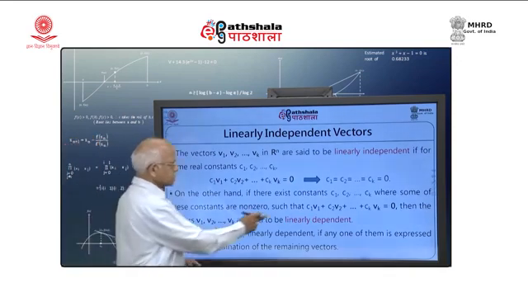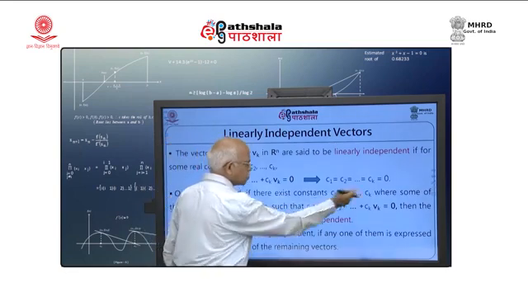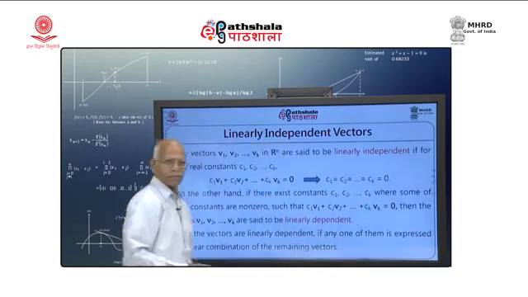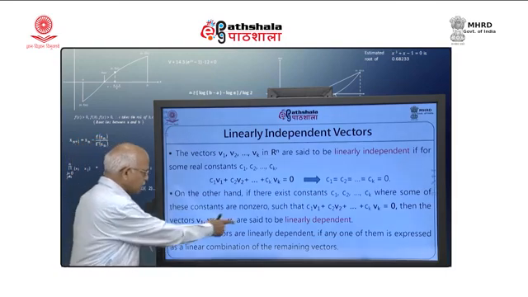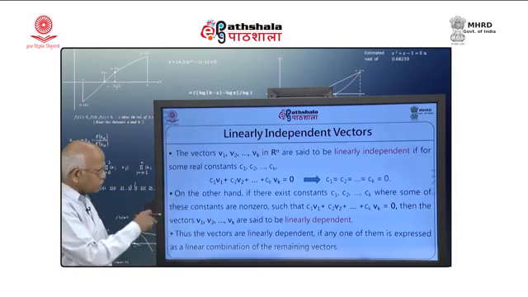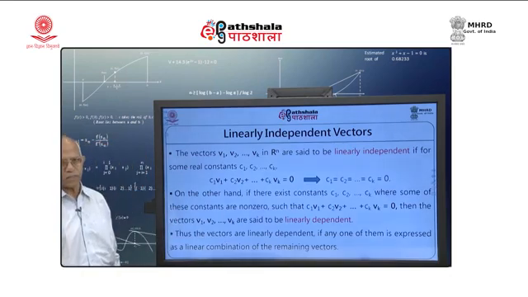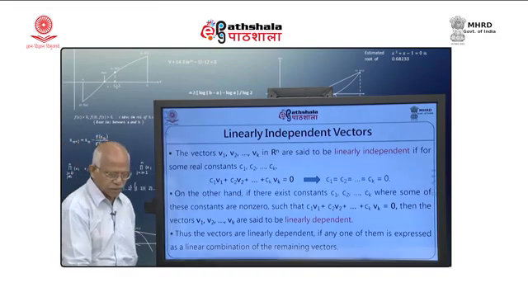So, suppose that c 1 is non-zero, then I can express v 1 in terms of the remaining vectors by taking this on the other side and dividing by c 1. And therefore, I can say that the vectors are linearly dependent if any one of them can be expressed as a linear combination of the remaining vectors. And if I cannot do that, the vectors are said to be linearly independent.